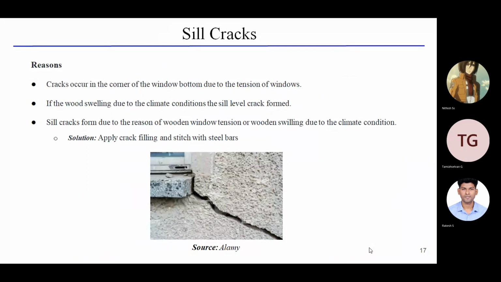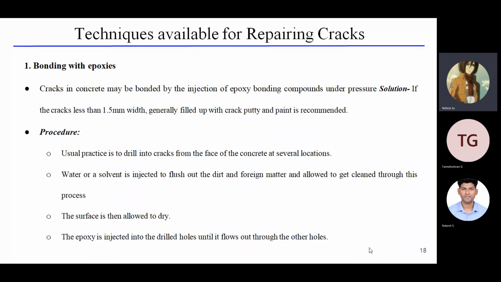The wood expands during the temperature change, and the reason for this is wooden tension or wooden swelling due to climate condition, as I said earlier. The solution for this would be we should be applying crack filling and switching to steel bars. The techniques available for repairing these cracks will be taken over by Rakesh.